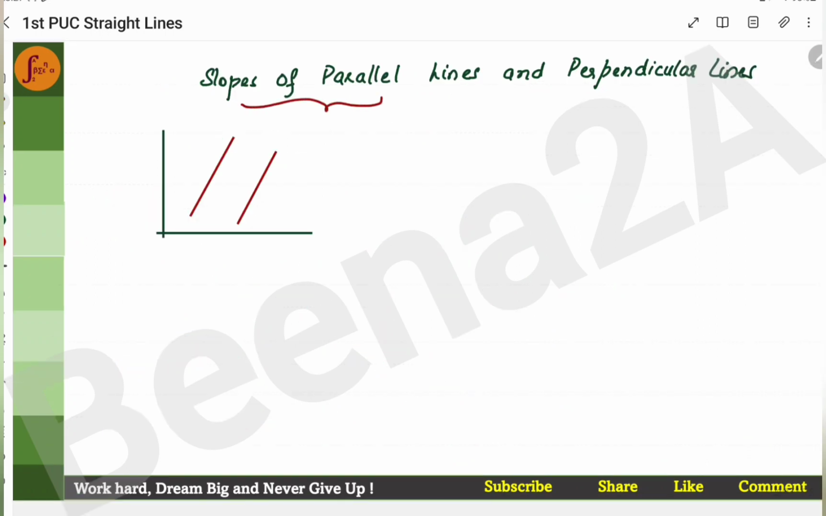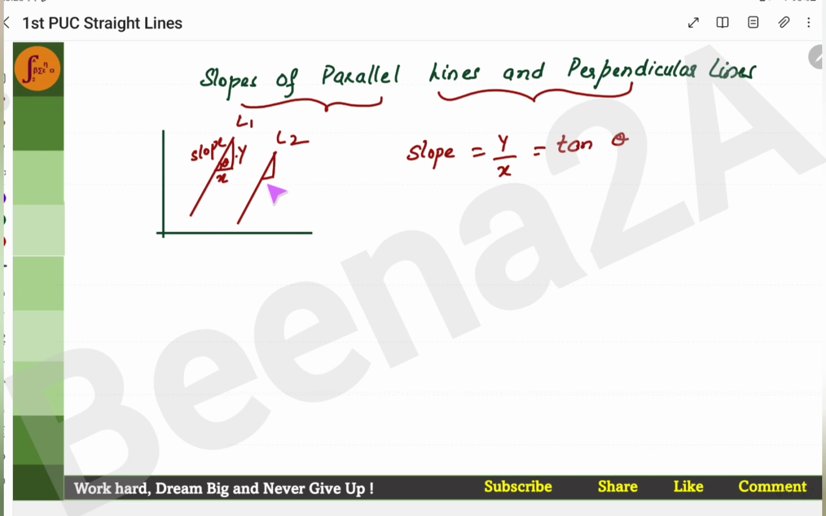Now we look at our next topic, slopes of parallel lines and perpendicular lines. Now you assume that there are two lines here, L1 and L2. What is a slope? Slope is nothing but y by x, or it's nothing but tan theta. Now if I look at the slope, how do I measure the slope of this particular line? This is y, this is x. y by x is here, if this is theta, this y by x becomes the slope. Now if you take L2, which is exactly parallel to this, do you think y by x will change?